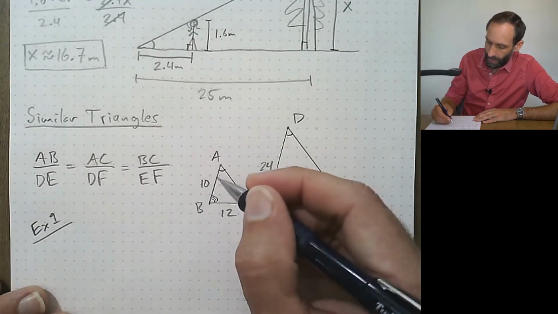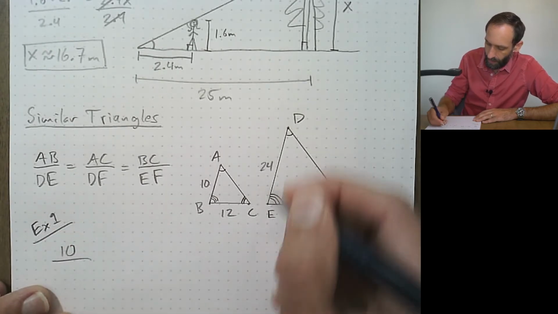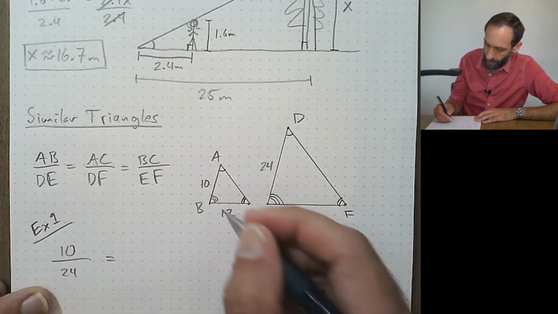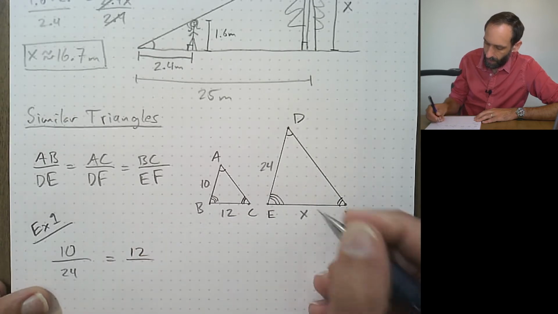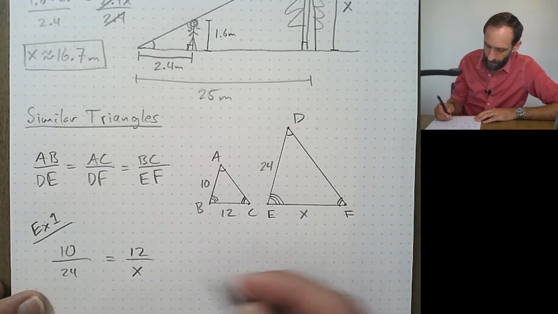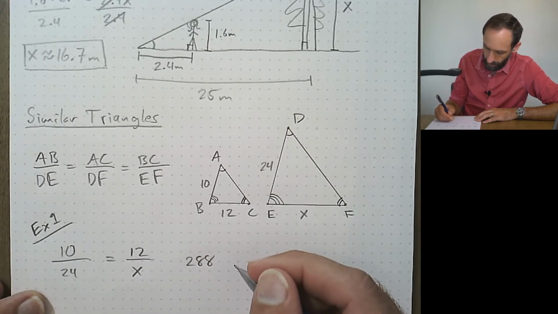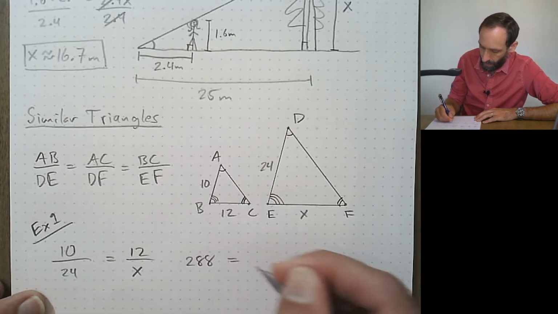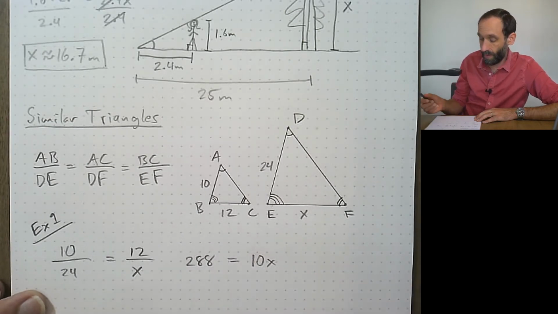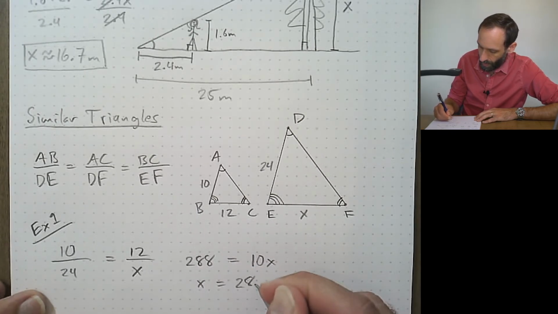And so let's take this length here, length 10, to this length here, 24. And this is equal to this length here, 12, to this length here, x. Okay, now we can cross multiply, and 12 times 24, that will give us 288. And then 10 times x, that will just be 10x. Now, in order to solve for x, we just divide both sides by 10, and we'll see that x is equal to 28.8.